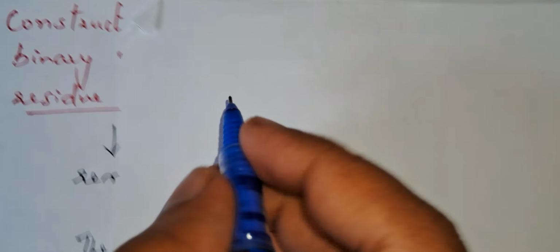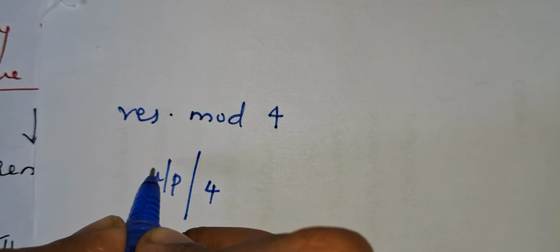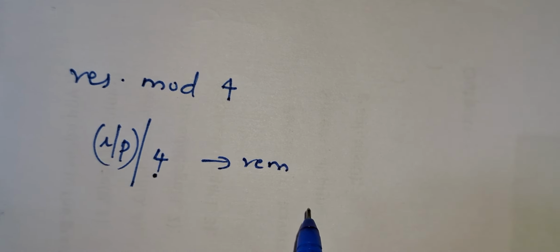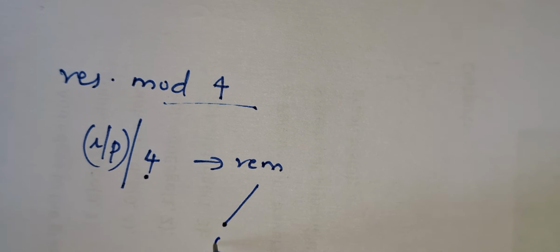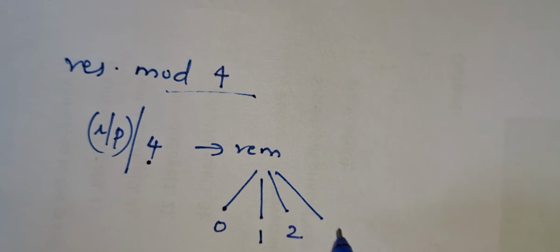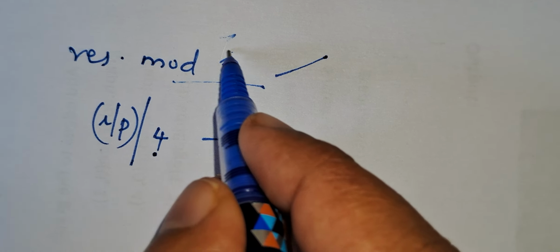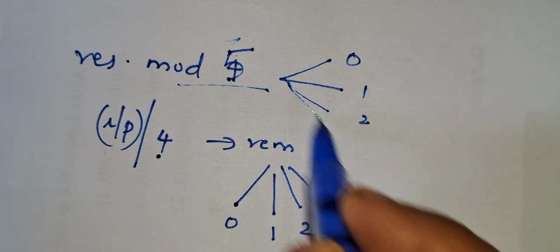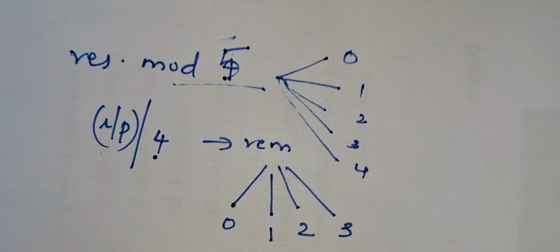Suppose residue modulo 4 means we are dividing the input by 4, and we will get some remainders. After division we will get a remainder. So modulo 4 means it will produce the remainders 0, 1, 2 and 3. 4 remainders it will produce. If it is modulo 5, it will produce the remainders 0, 1, 2, 3, 4. 5 remainders it will produce. So modulo n means n remainders.